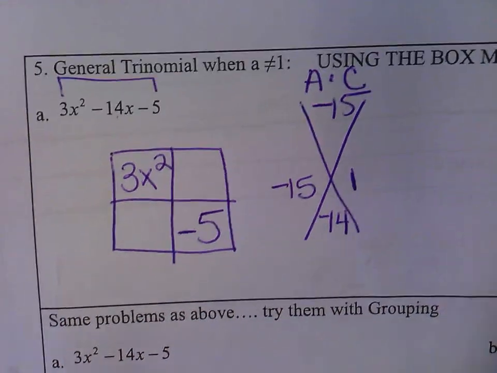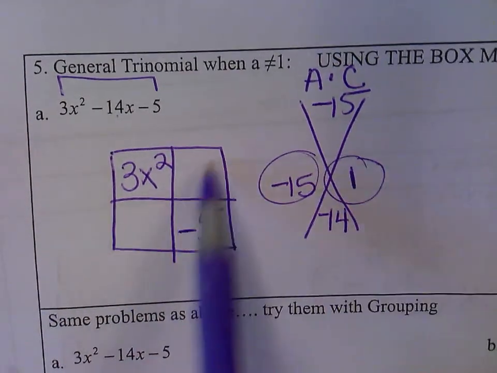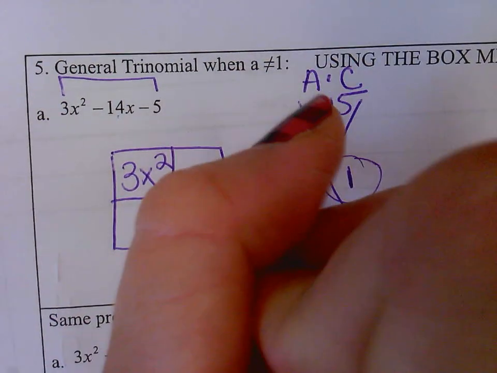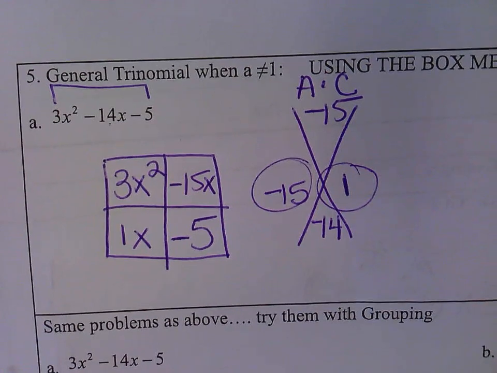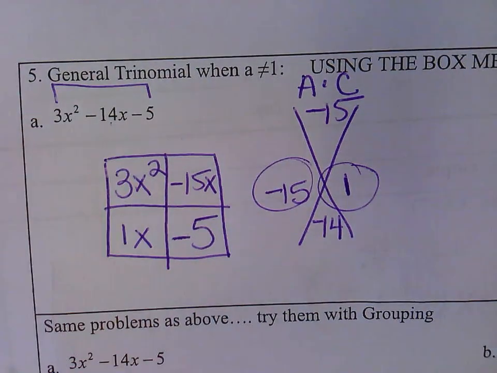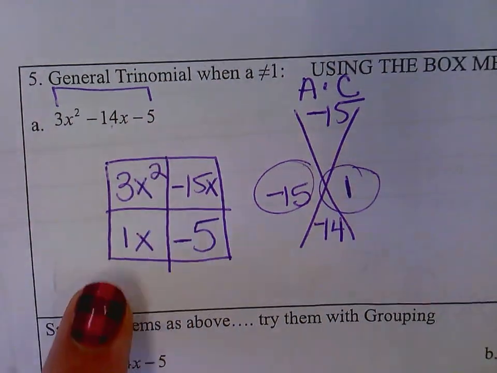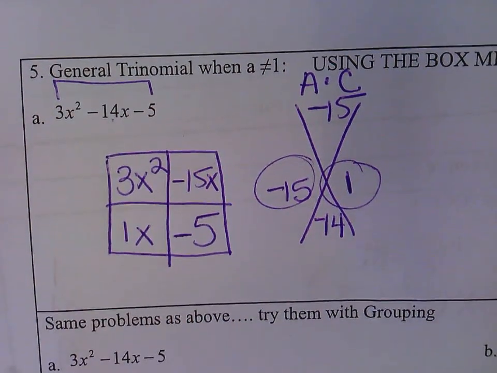I'm going to put these two terms inside my box now. So I have -15x and I have 1x. So this box is equivalent to that first trinomial. I have 3x squared, I have -14x, and I have -5. Setting up the box is the hardest part.